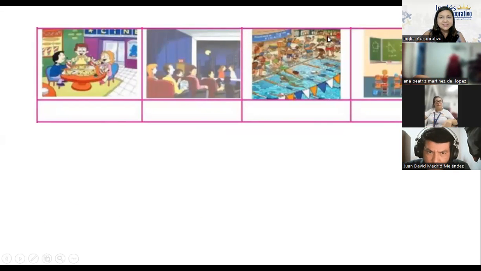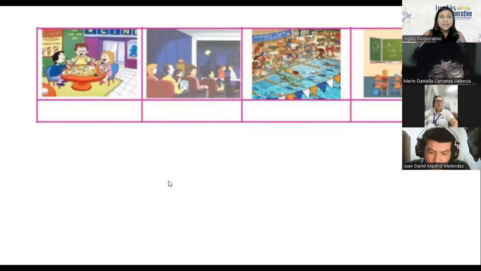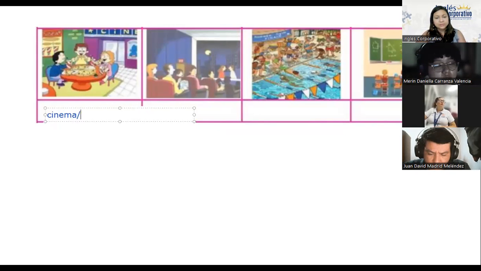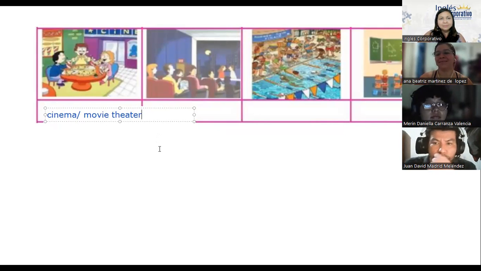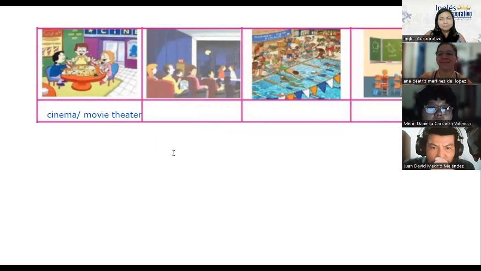What is this place? A cinema? Yeah. It's a pool. Cinema or movie theater. And there, over there, you can watch the movie and you can eat popcorn. But I think the cinema or movie theater is this one.